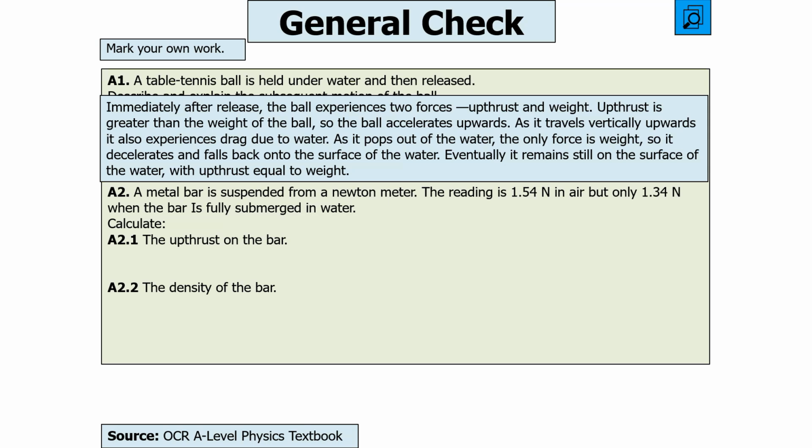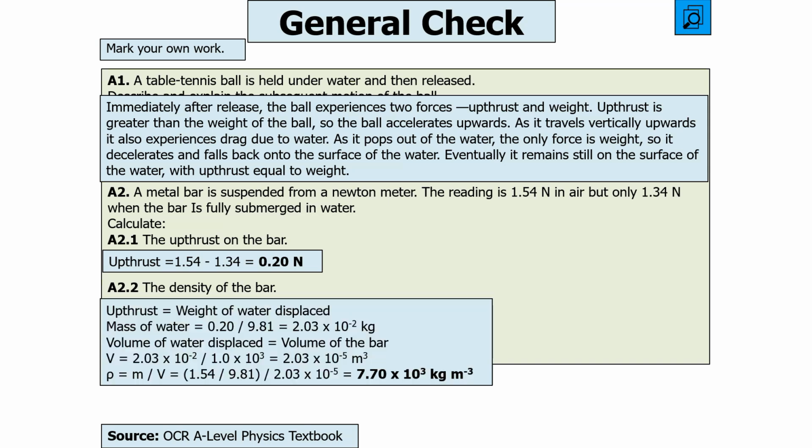Now we can see our upthrust here is going to be the difference between the two values in this next question, because it's going to be that force acting upwards. So it's 1.54 minus 1.34, so it's 0.20 newtons. Now we can tell, because it's suspended and it's fully submerged in the water, that the upthrust must equal the weight of the water. So the mass of the water is going to be 0.20 divided by 9.81. So when we work that through, it's going to be 2.03 times 10 to the minus 2 kilograms, because we know weight equals upthrust, and then weight equals mass times gravity.